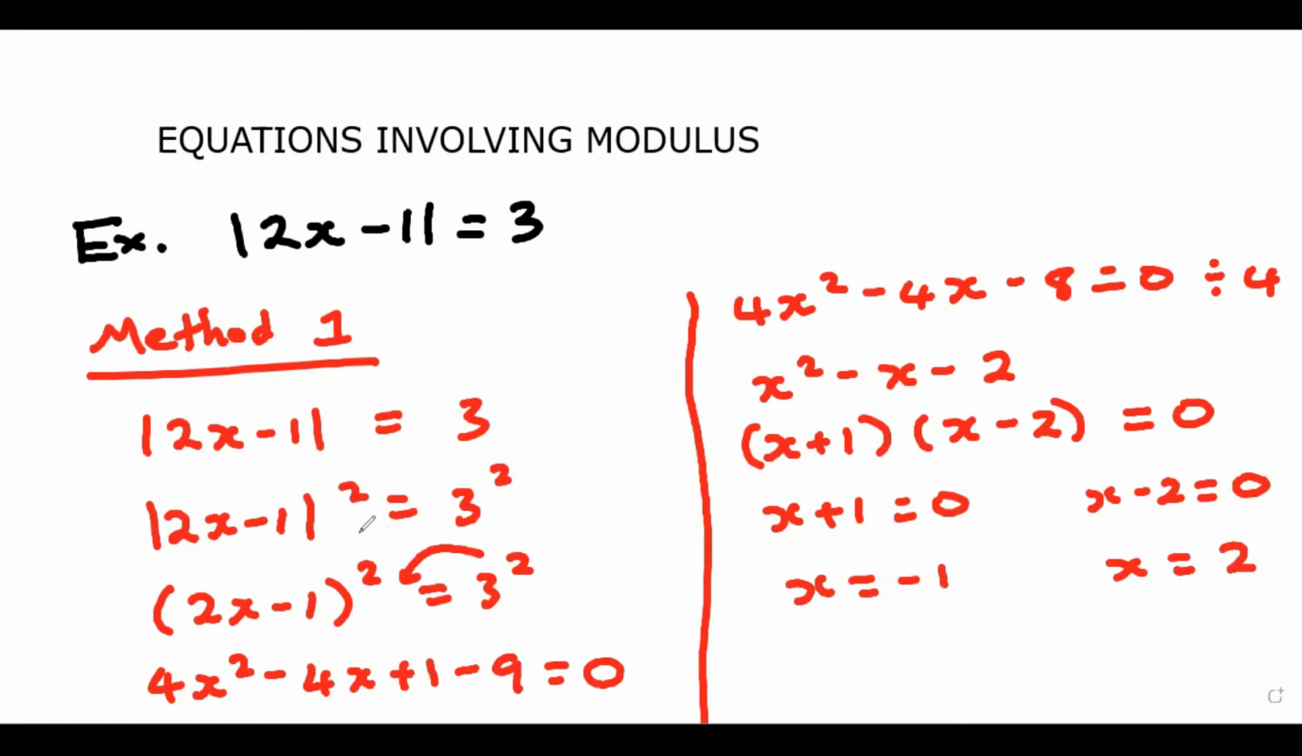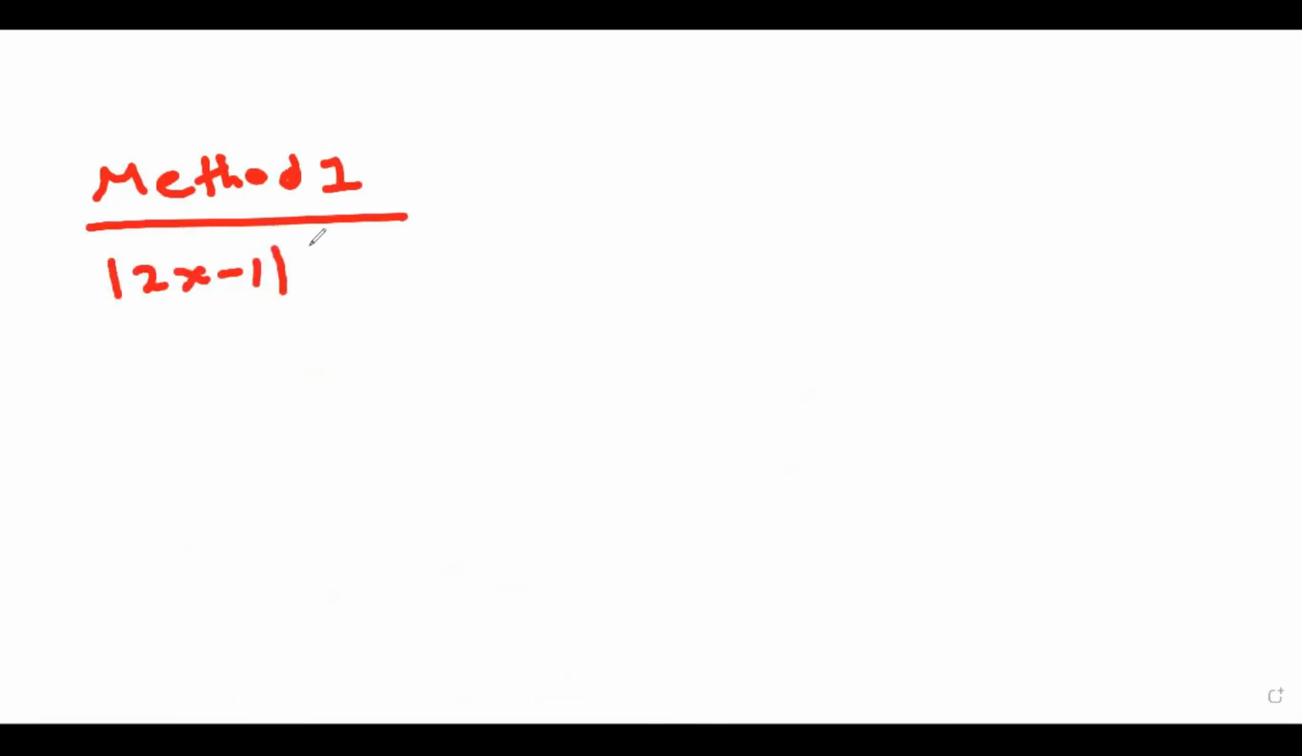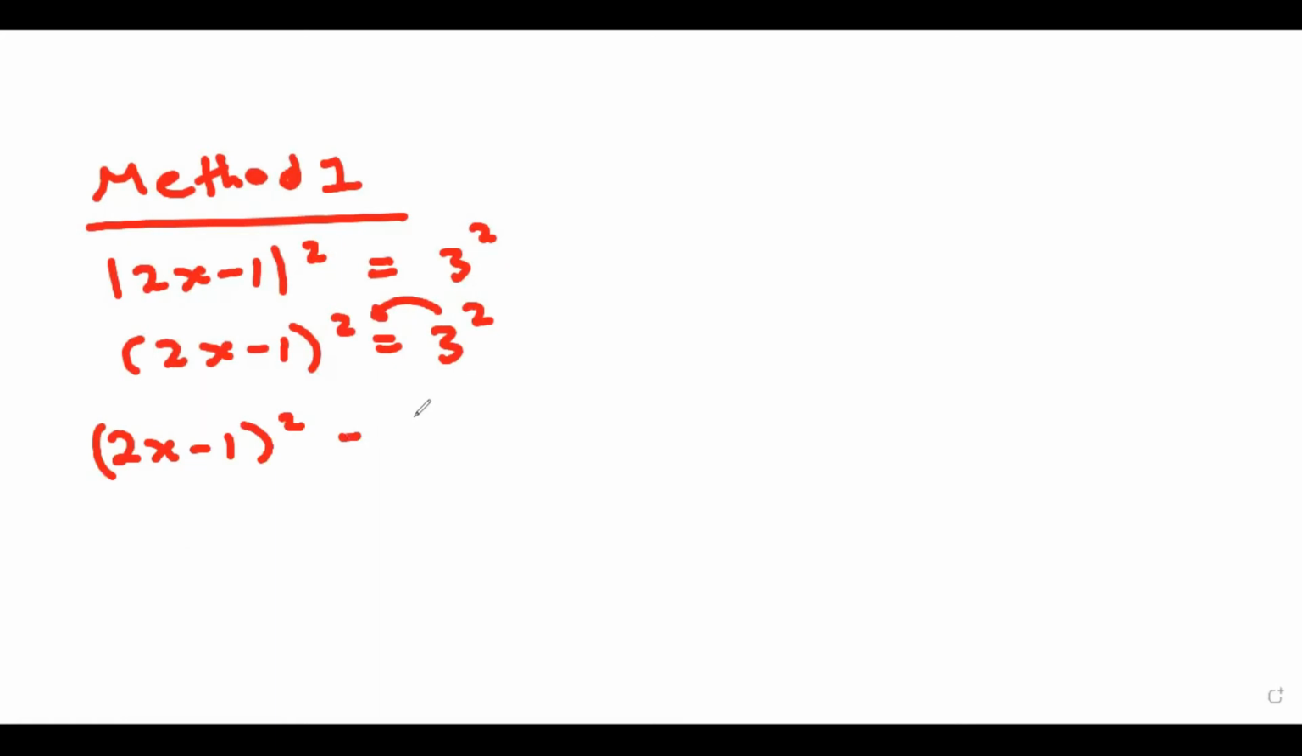But using this same method from right here, we didn't have to expand the brackets. What we could have done instead, using a different approach for method 1, we would have 2x minus 1 squared equal to 3 squared. We could carry this over from here. So we'd have 2x minus 1 squared minus 3 squared. So this is basically the difference of two squares. This is a square here, and this is a square here, and this would be equal to 0.